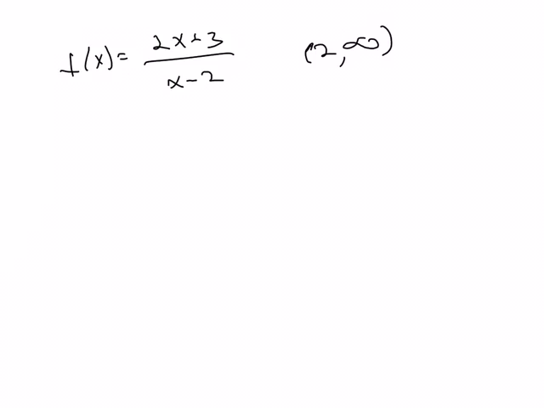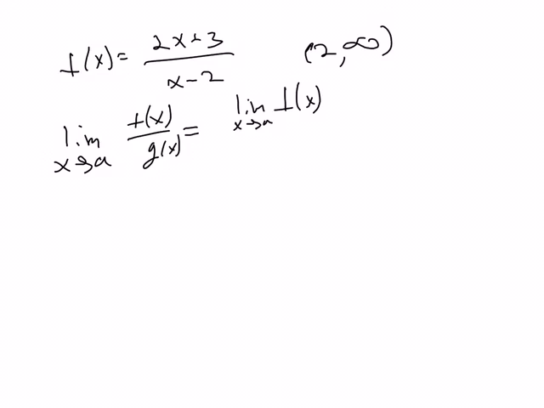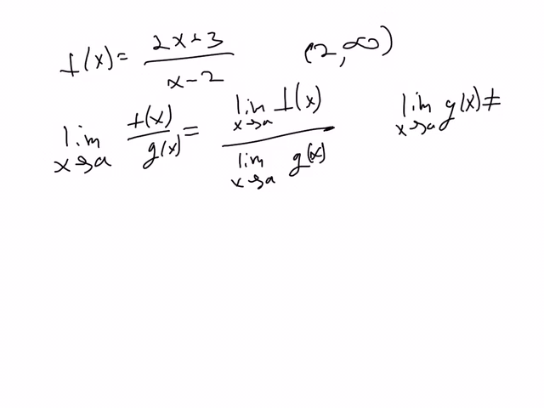So let's imagine, we know that the limit as x goes to some number a of f of x over g of x is equal to the limit as x goes to a of f of x over the limit as x goes to a of g of x, provided that the limit as x goes to a of g of x does not equal 0. That's one of the limit laws.